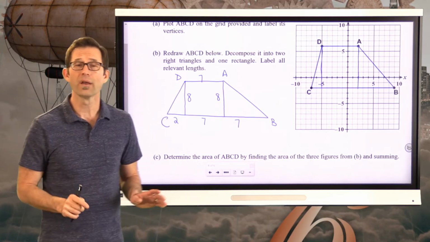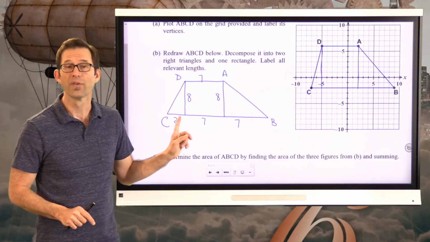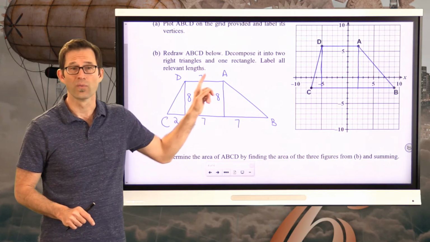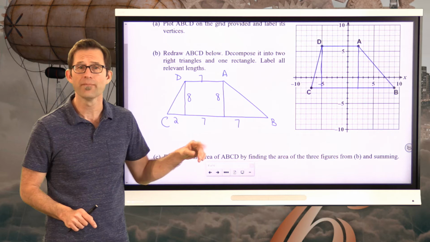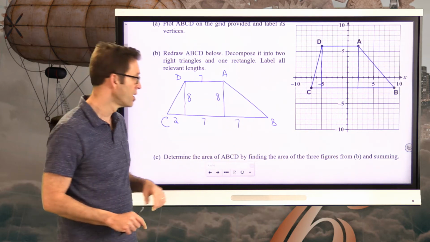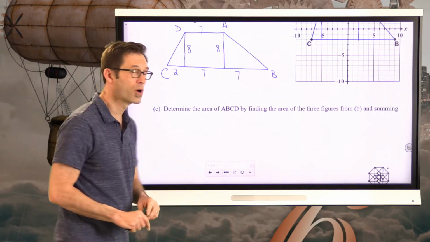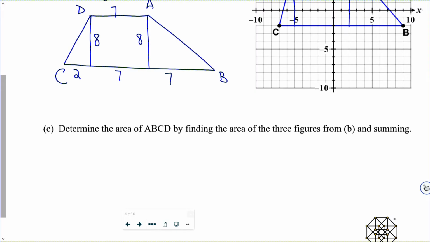And now I have everything I need, right? Because for this right triangle, I know its base and its height. For this rectangle, I know its length and width, or however you want to think about it. And for this right triangle, again, I know its base and its height. So, in letter C, now we want to determine the area of trapezoid ABCD by finding the area of the 3 figures from B and summing.